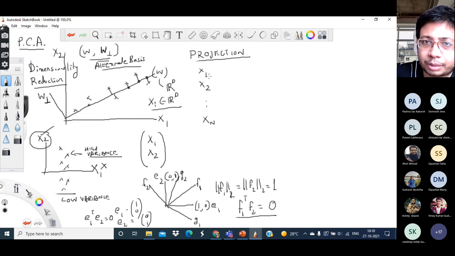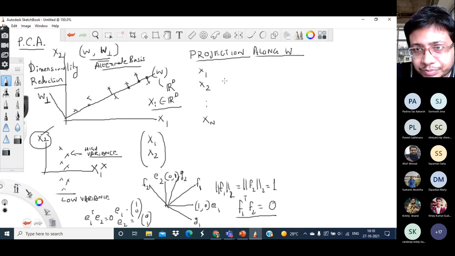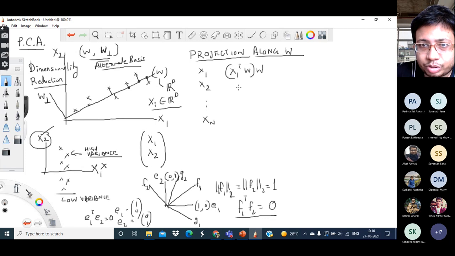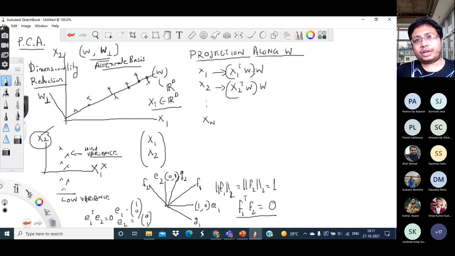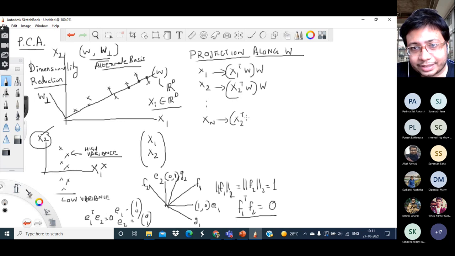Now the projection of the vector along W is defined in the following way. This is x1 transpose W times W. This is x2 transpose W times W. This is the projection of the data x1 along W. This is the projection of data x2 along W. Similarly, xn.